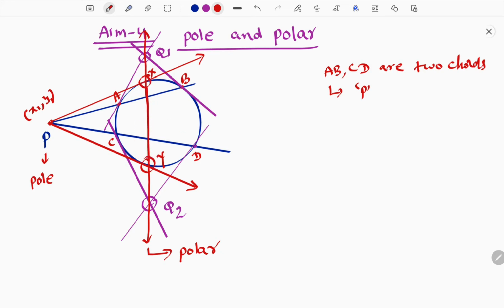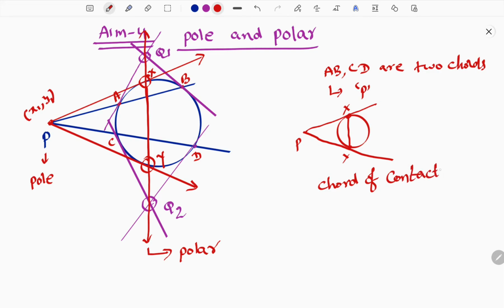We have already discussed this in the previous aim. Suppose from outside we take a point P. This is a pair of tangents. We join these points of contact, and we get XY. What is it called? Chord of contact. So here the chord of contact is only this polar with respect to point P.